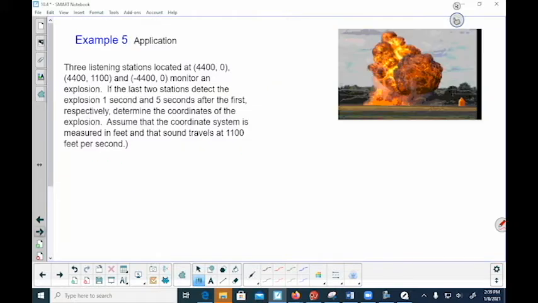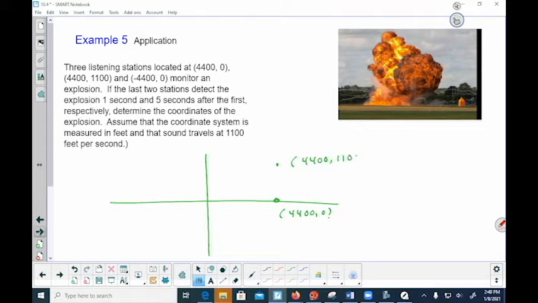And that's it. The next one: there are 3 listening stations located at (4400, 0), (4400, 1100), and (-4400, 0). So I'm going to plot those, just rough plotting. So my first station is at 4400, 0. The second one is at 4400, 1100. So it's straight up. And then the last one is at -4400, 0. So those are my 3 listening stations. This is my first one, second, third.